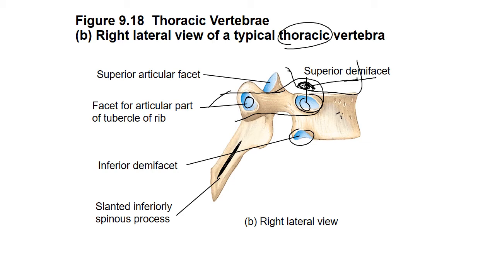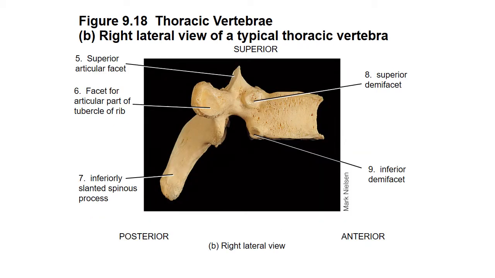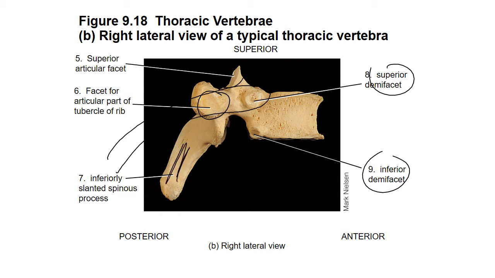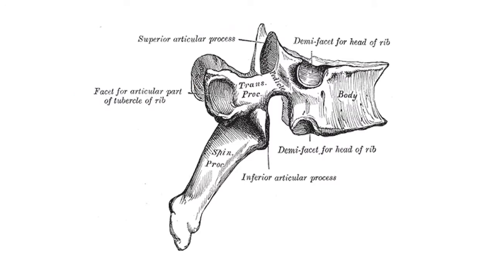Next slide. And that's just a slide showing the superior and inferior demifacets, superior articular facets, facet for the tubercle of the rib. So the rib comes in, touches there, and the spinous process is slanted inferiorly. Next slide. Just an old picture drawing. They used to draw all these things before they had really good photography. So we got some really cool old drawings out there. They're pretty detailed.